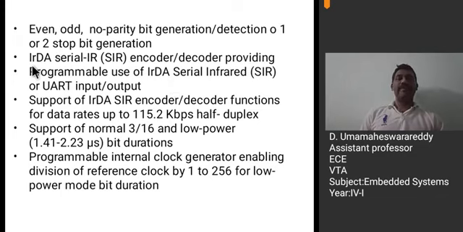Here IRDA indicates Infrared Data Association. Here you can interface your IR sensors with the UART module present here, and you can communicate with the external world. That means you can transmit data and receive data from the external world. It supports IRDA encoder and decoder functions for data rates up to 115.2 kbps. kbps means kilobits per second. This is the IRDA infrared data transmission rate.